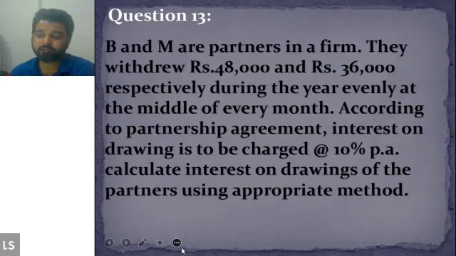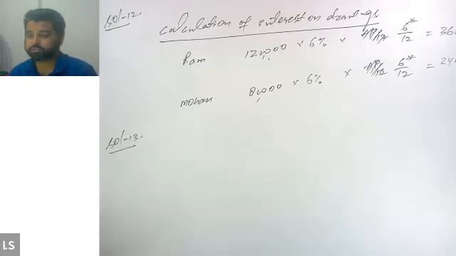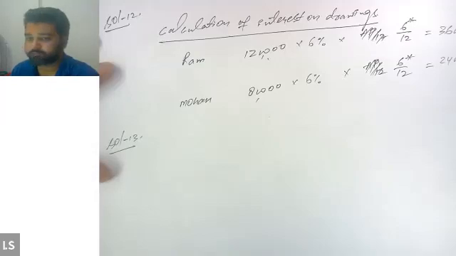According to the partnership agreement, interest on drawing is to be charged at 10% per annum. So the interest rate is already agreed upon. Calculate interest on drawing of the partners using the appropriate method. Since the amount has been withdrawn evenly throughout the year and at the middle of every month, that means the average period method will be applied. Let me show you the solution to this question.